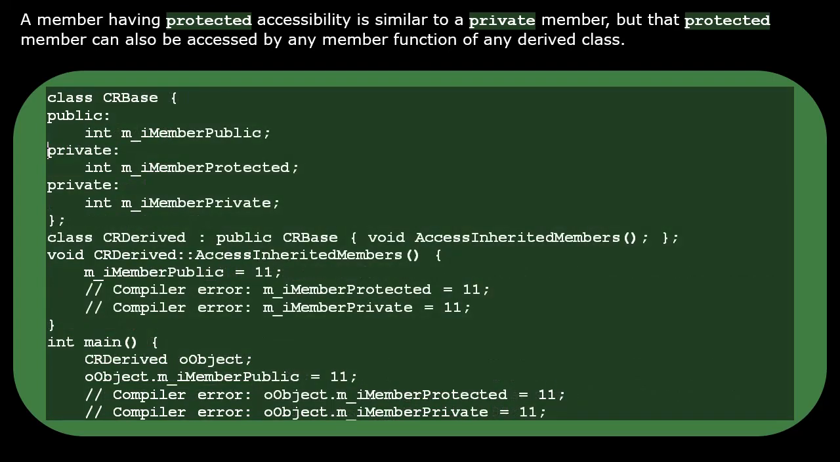A member having protected accessibility is similar to a private member, but that protected member can also be accessed by any member function of any derived class.